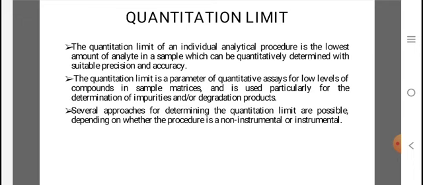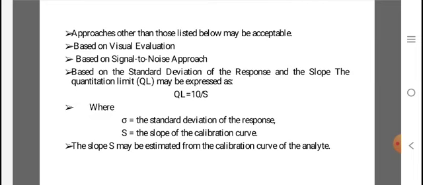Several approaches for determining the quantitation limit are possible, depending on whether the procedure is non-instrumental or instrumental. Approaches other than those listed below may be acceptable: based on visual evaluation, based on the signal to noise approach, based on the standard deviation of the response and the slope.